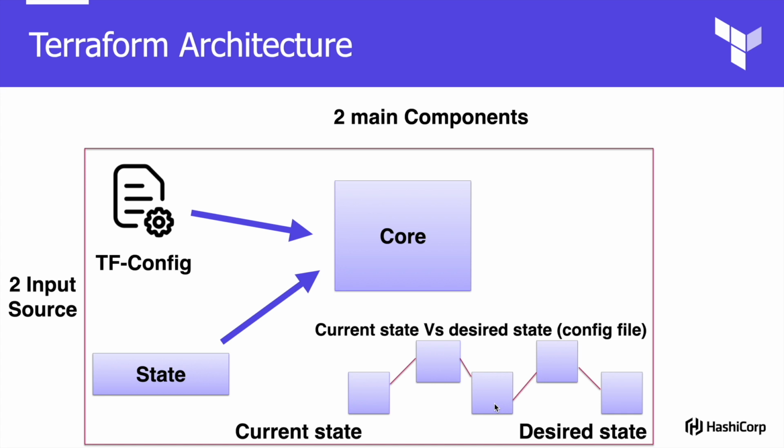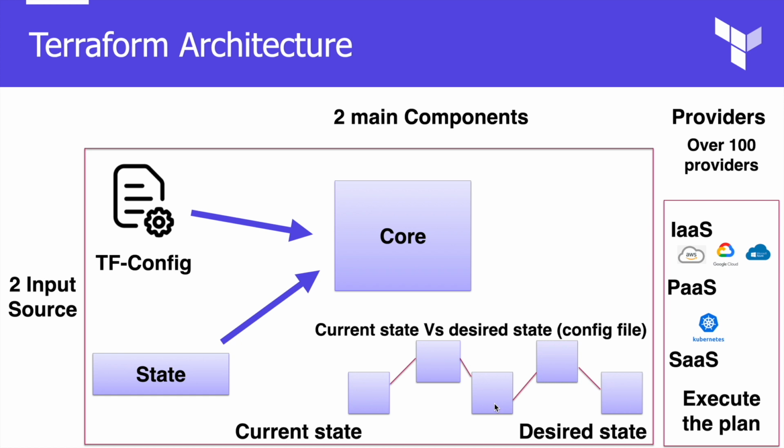And the second component is providers for specific technology. It could be a cloud provider like AWS or another infrastructure as a service platform. Also providers for high-level components like Kubernetes or other platform as a service tools, even some software as a service tools. It gives you the possibility to create things on different levels. Terraform has over 100 providers and each provider gives Terraform users access to its resources.